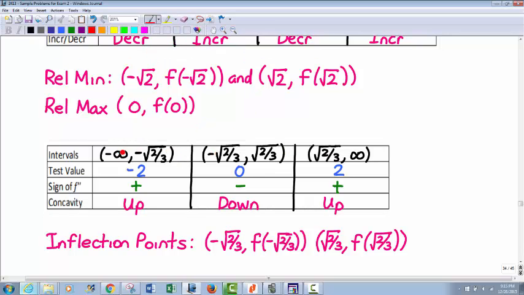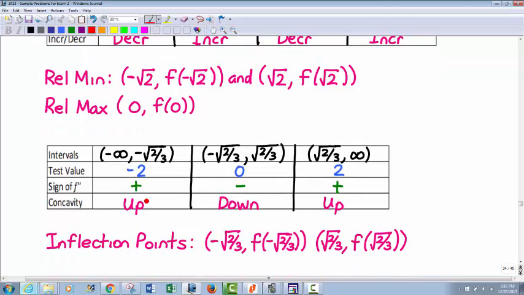So you're going from negative infinity to negative root 2 over 3, negative root 2 over 3 to positive root 2 over 3, and then positive root 2 over 3 to infinity. Pick your test values. I used negative 2, 0, and 2. Could have used negative 1. Plug those in that second derivative. You'll get plus, minus, and plus.